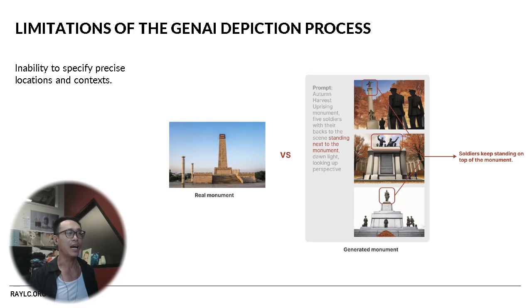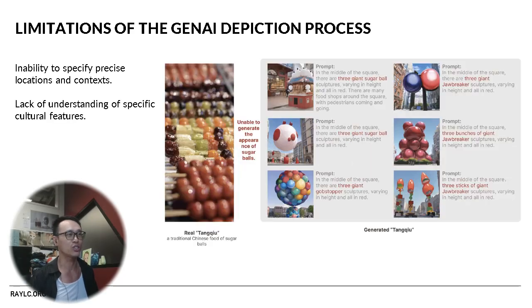Now, there are some really important challenges associated with this process. For example, they sometimes can't see the precise locations and context very well. If they try to put this kind of soldier sculpture in the real monument they're trying to place it in, they can't really put it there, because the sculpture would always be put on top of the monuments. So they're having these challenges where they can't get the generative AI to do what they want. And also the generative AI doesn't have specific cultural context very well.